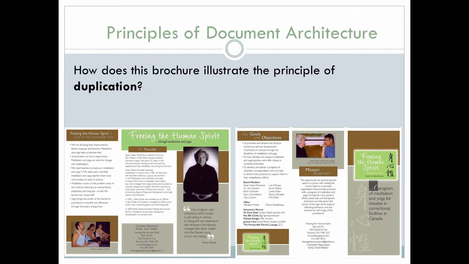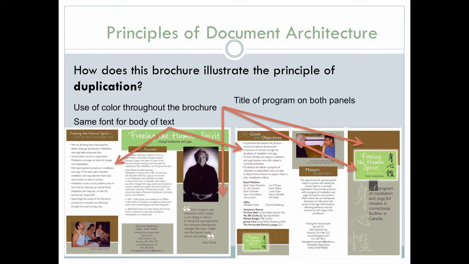Now, how does this brochure illustrate the principle of duplication? It does so in a few ways. For the first way, it uses the same colors throughout the brochure, following the greens, tans, and gray on the different panels of the brochure. It also uses the same font for the body of the text, and the title of the program is on both panels of the brochure.